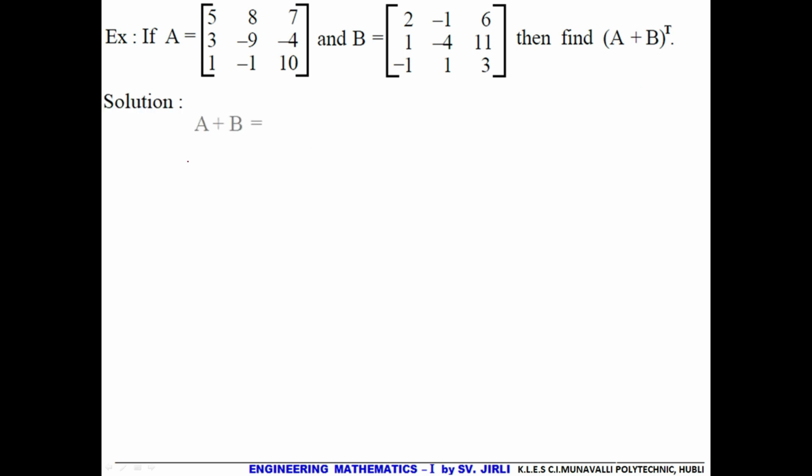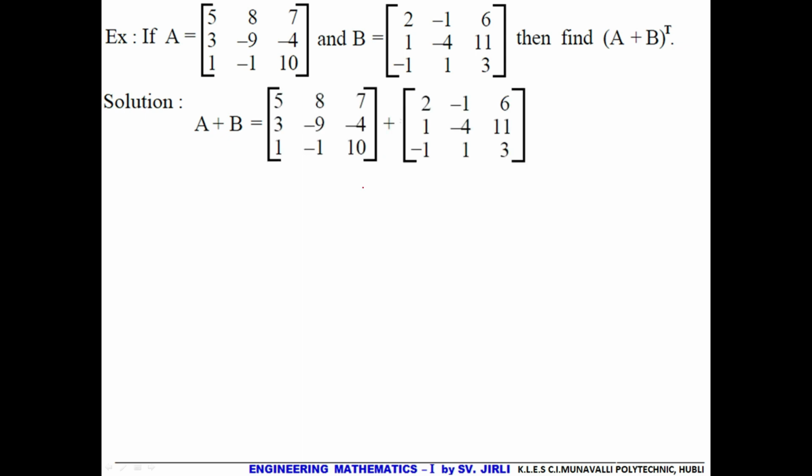Solution: A plus B equal to, write down the matrix A plus the given matrix B as it is, equal to, add the numbers. First number 5 plus 2, next 8 plus of minus 1 is 8 minus 1, next we have 7 plus 6. This is the first row. Try to answer second row.